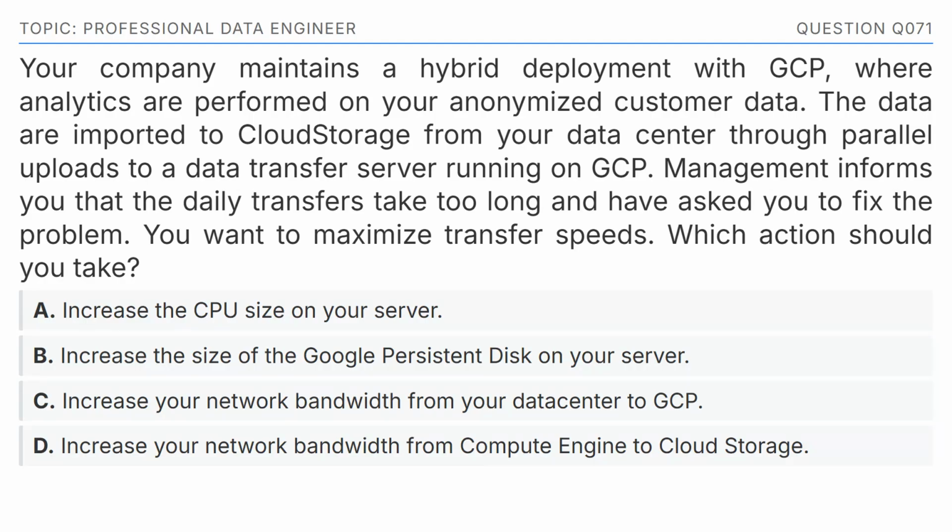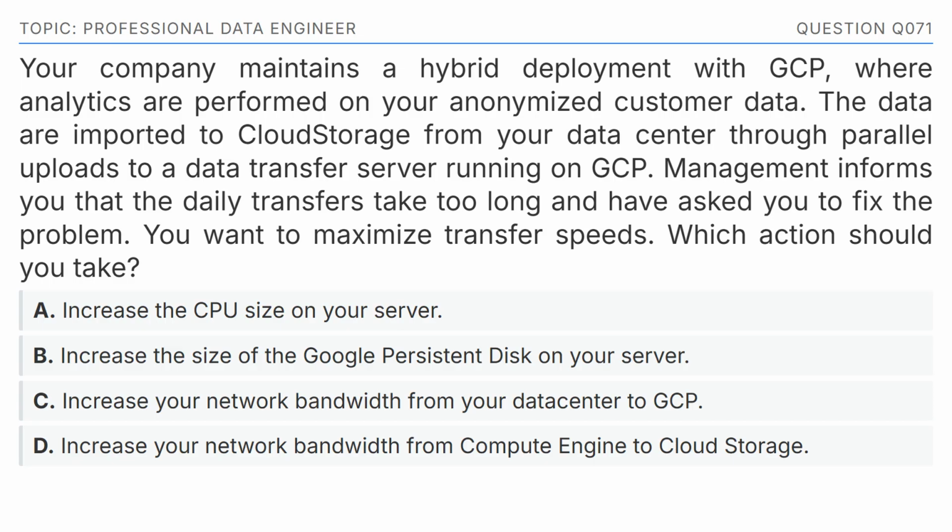Your company maintains a hybrid deployment with GCP, where analytics are performed on your anonymized customer data. The data are imported to Cloud Storage from your data center through parallel uploads to a data transfer server running on GCP. Management informs you that the daily transfers take too long and have asked you to fix the problem. You want to maximize transfer speeds. Which action should you take?